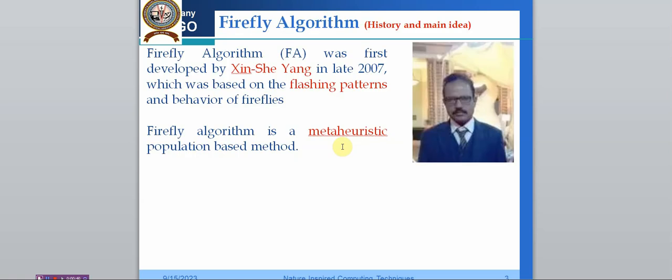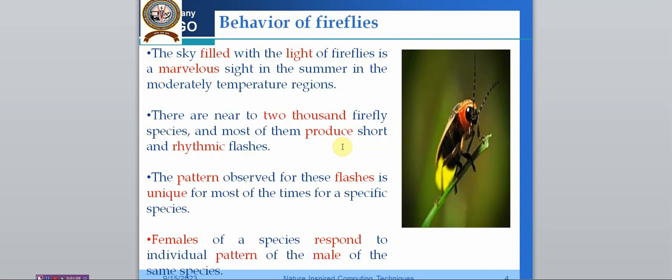Coming to the Firefly algorithm, let us have a look at the history. This Firefly algorithm, or FFA, was first developed by Xin-She Yang in late 2007 and it was based on the flashing patterns and the behavior of fireflies. This Firefly algorithm is a metaheuristic, population based method. As you know, most of the algorithms we are discussing in this series are all metaheuristic and population based, and this is also metaheuristic as well as population based.